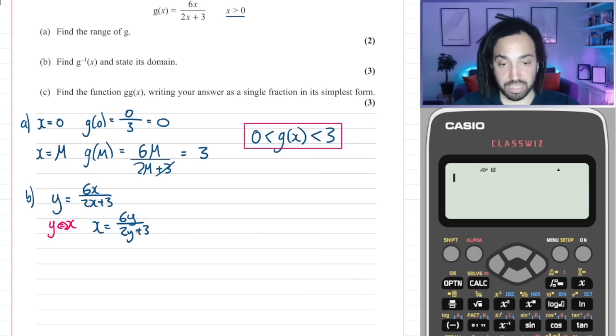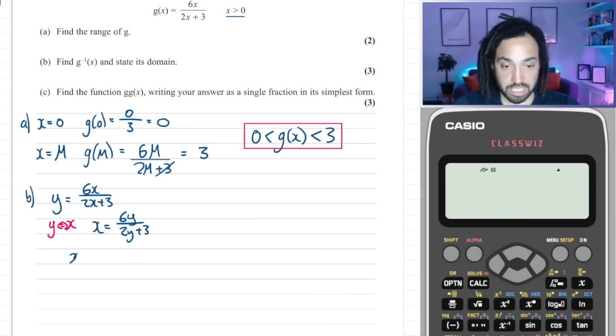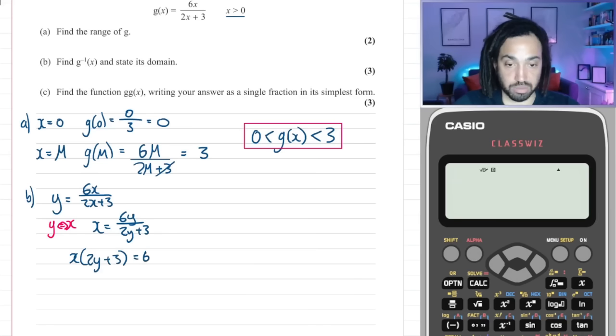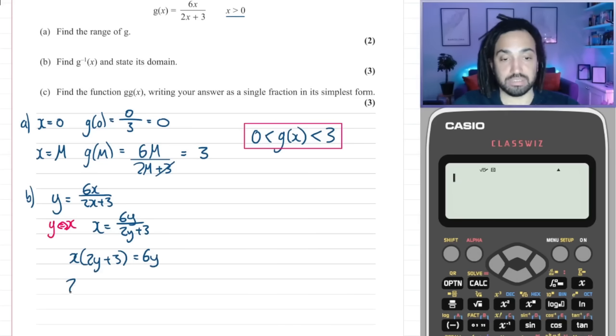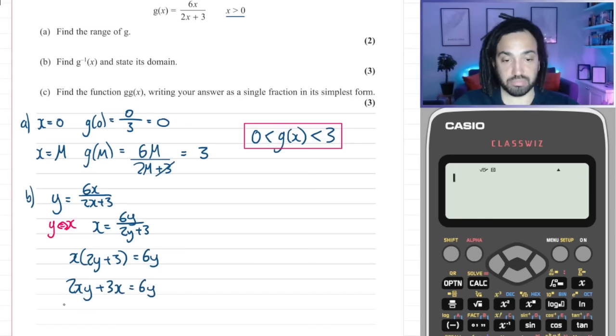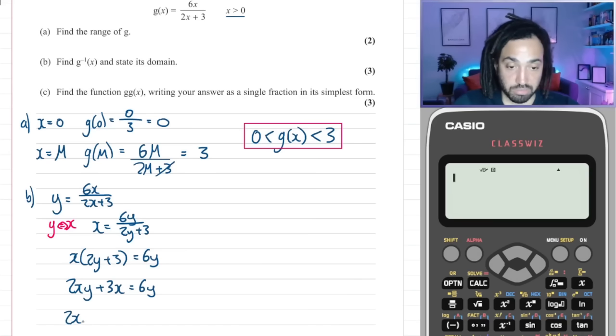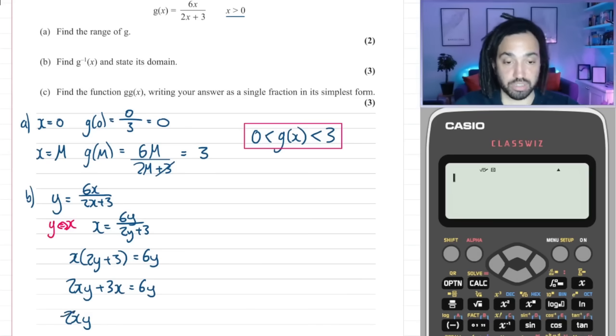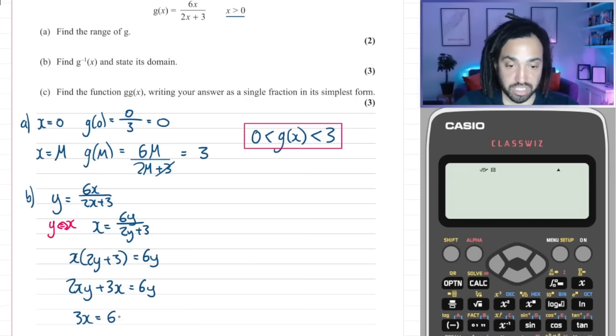We then need to rearrange to make y the subject again. So I take the denominator and I multiply it to the other side. So we get x lots of 2y plus 3 is equal to 6y, which gives me 2xy plus 3x is equal to 6y. Now we want to make y the subject, so we need to bring all of the y terms to one side. And I'll do that, in fact, just by moving the 2xy to this side. It becomes minus 2xy.